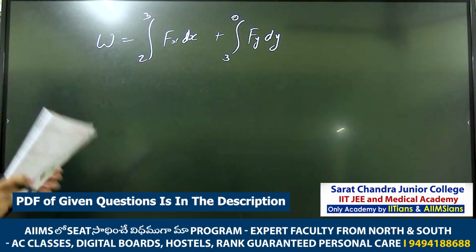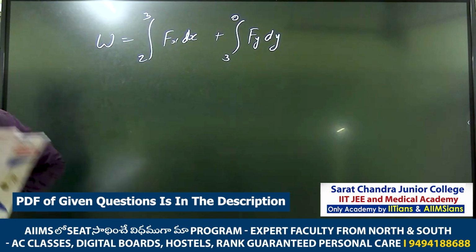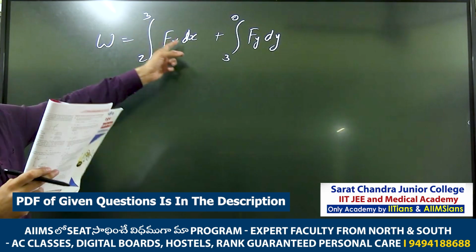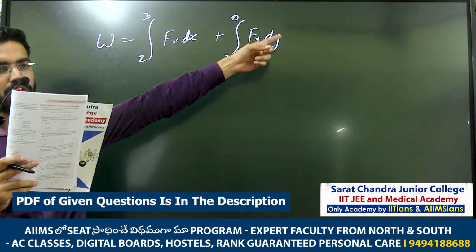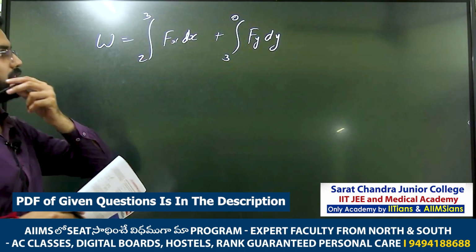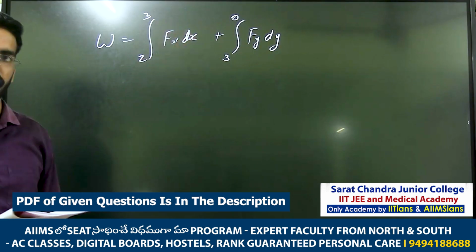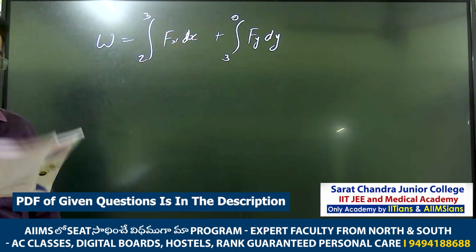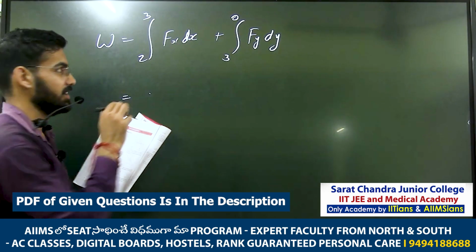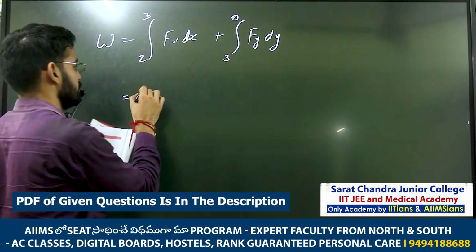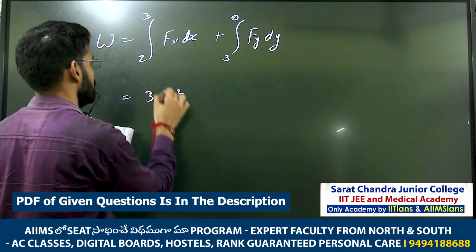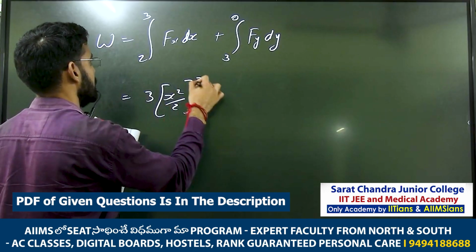Final is 3, 0. Okay? Integrate this. Here 3x dx and here 4 dy. That's it. So this will come, whatever 4 into minus 3. Okay? 3x dx, so 3 into x square by 2. Limit is 2 to 3.